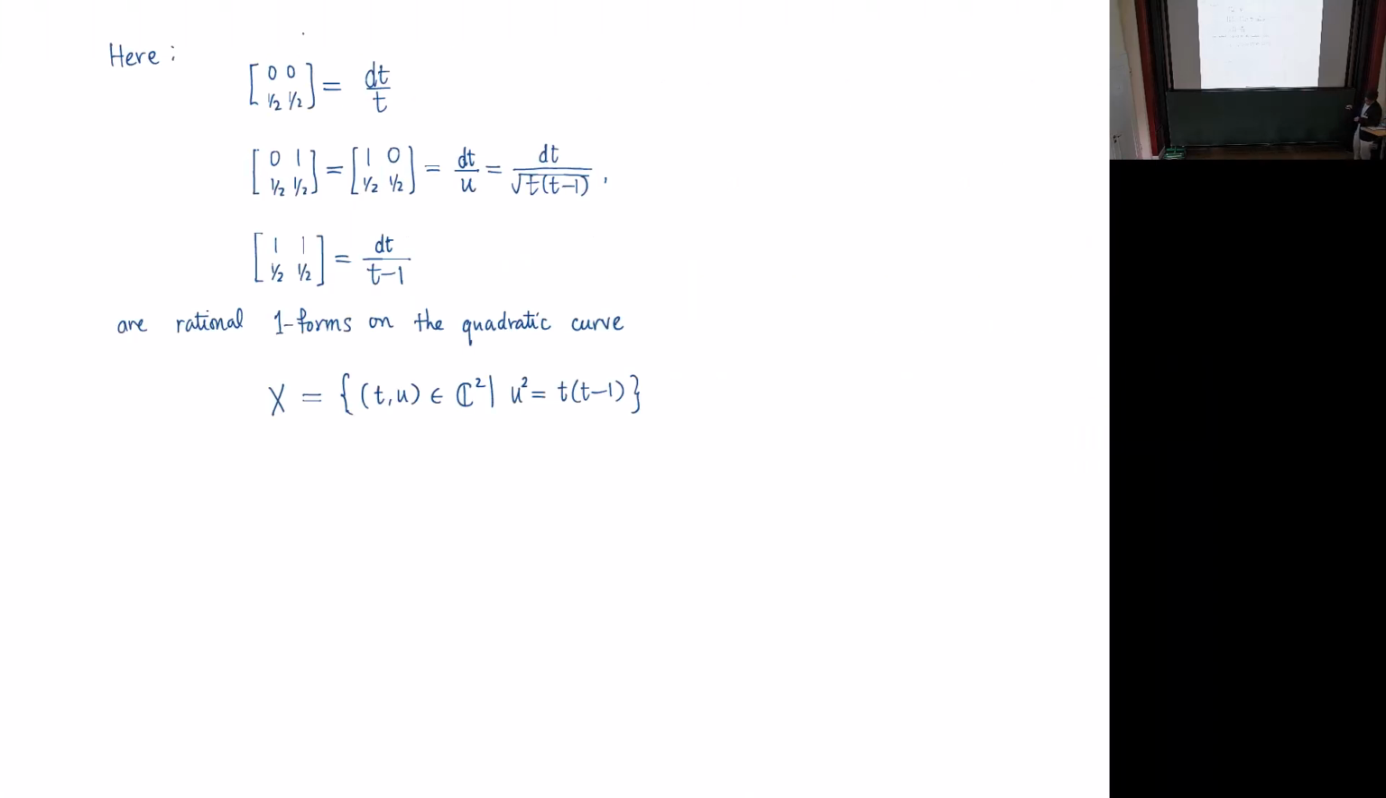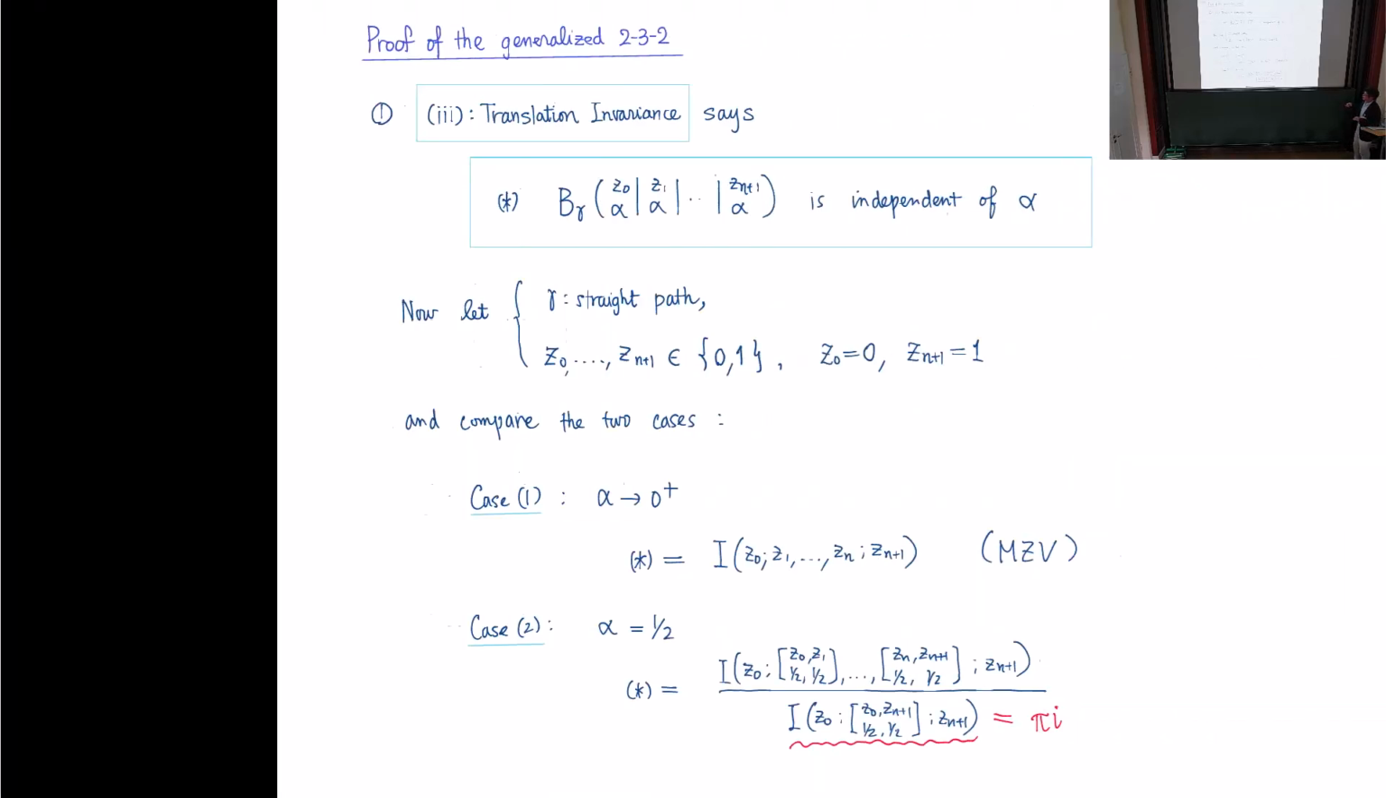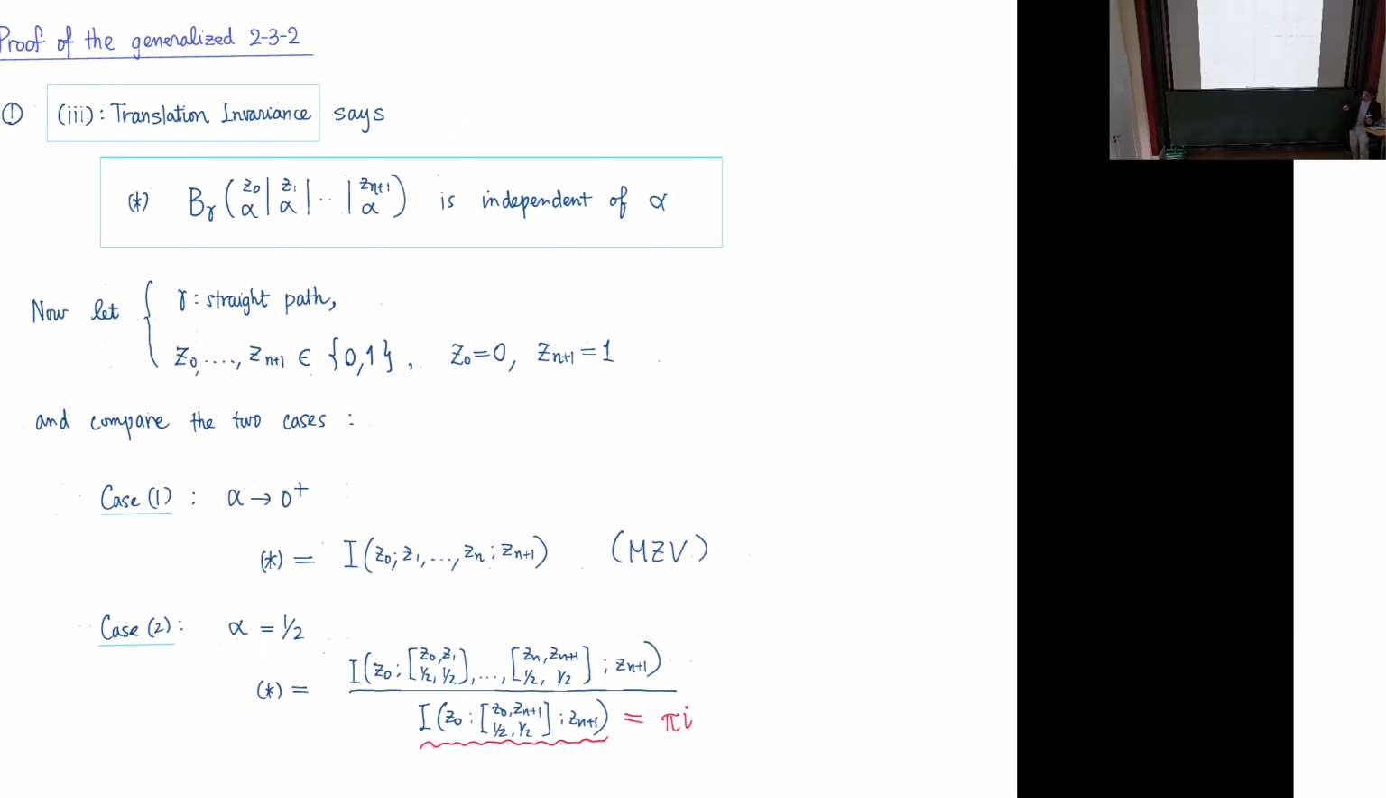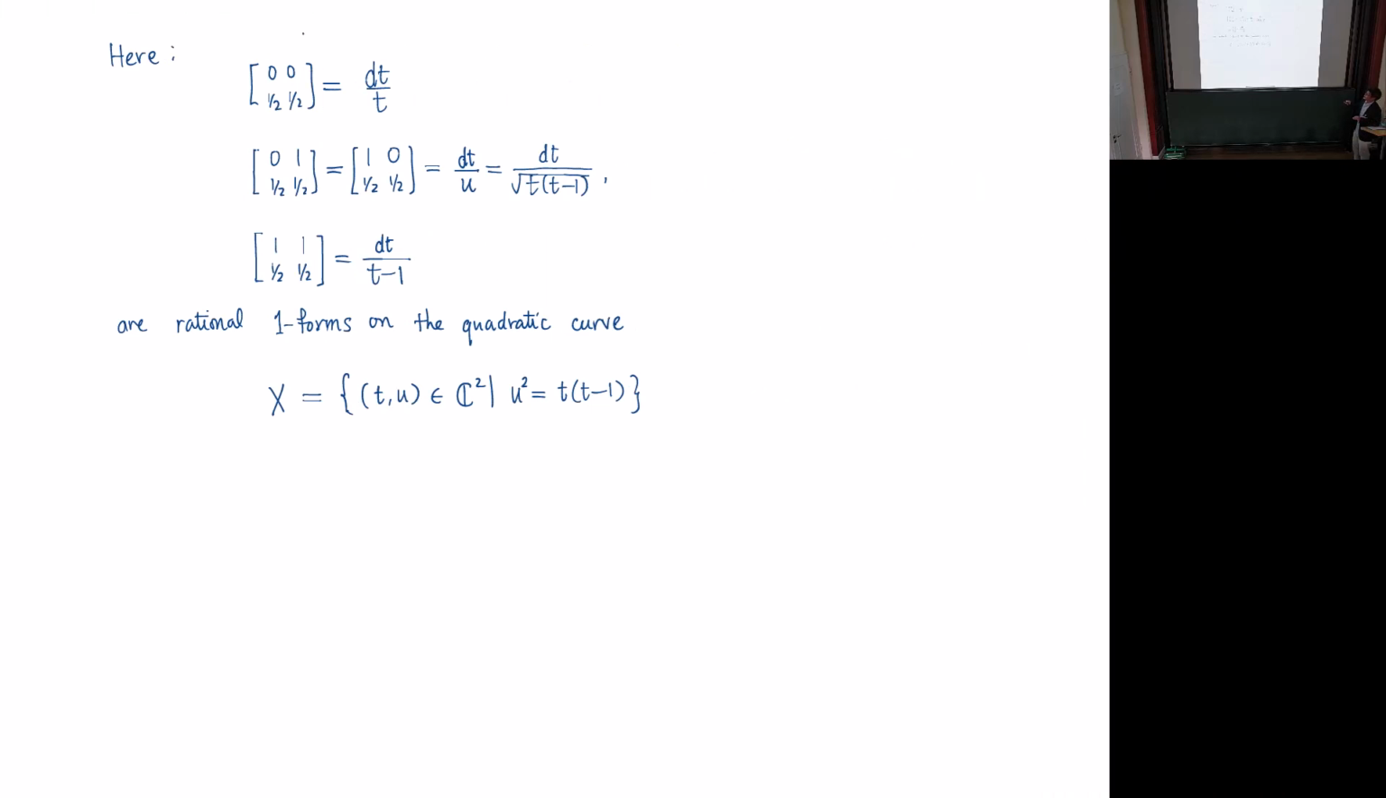And the important thing here is that you have three, or four, I should say, different types of differential forms. One of them is 0, 0, 1/2, 1/2. Another one is 0, 1, 1/2, 1/2. And by the symmetry, it's also equal to 1, 0, 1/2, 1/2. And then you have 1, 1, 1/2, 1/2. So you have three of the differential forms.